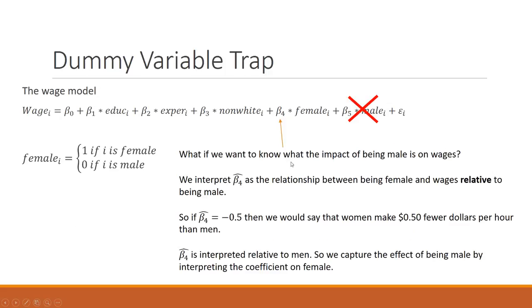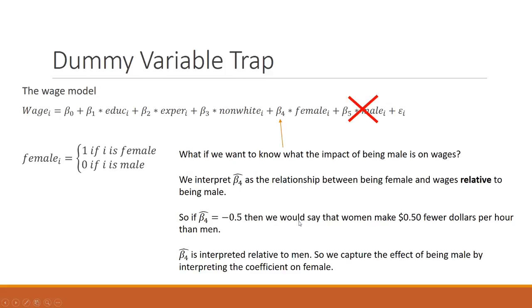Well, what if we want to know what the impact of being male is on wages? We interpret beta 4 hat as the relationship between being female and wages relative to being male. So we interpret this coefficient as something relative to being male. We could say it's the effect of being female relative to being male. So let's use an example. If beta 4 hat is equal to negative 0.5, then we would say that women make 50 cents fewer dollars per hour than men.